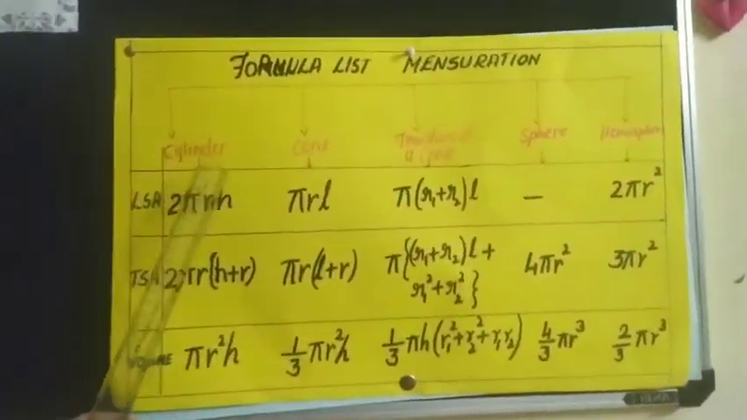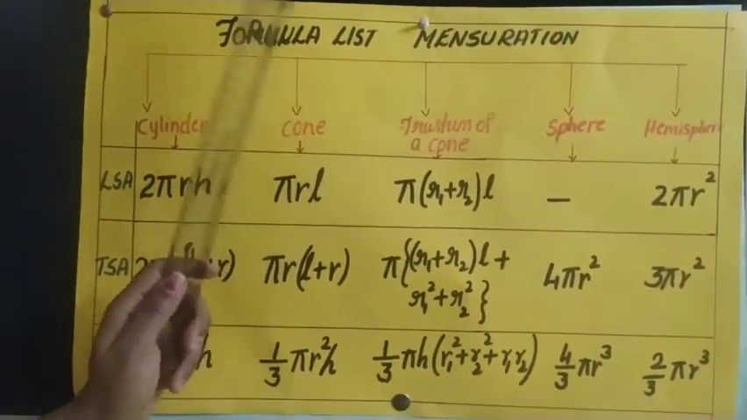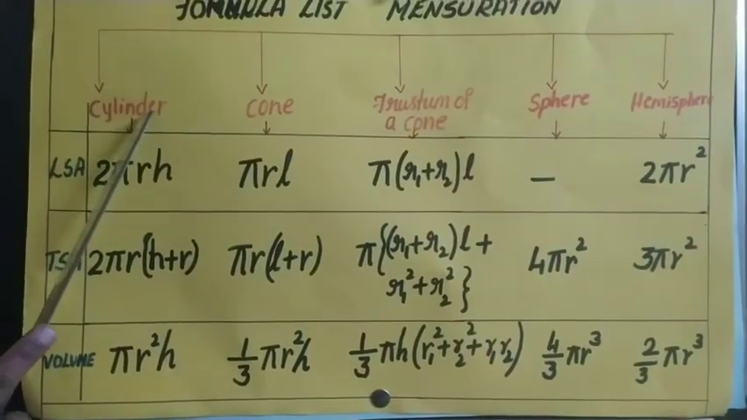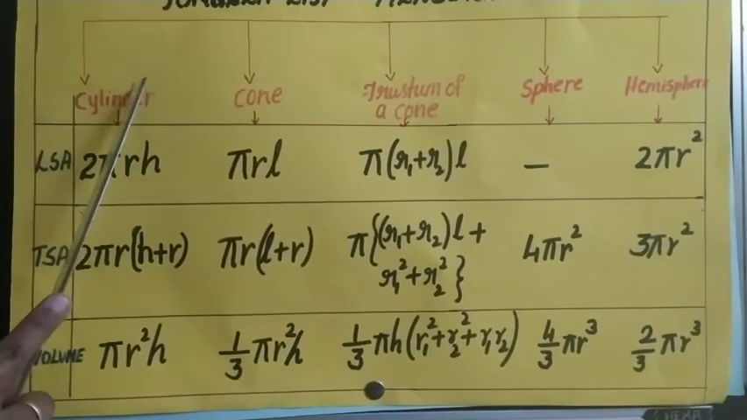So that is the first formula. The mensuration chapter comes in 10th standard mathematics. The first shape we are going to discuss is the cylinder. So this is for the cylinder.